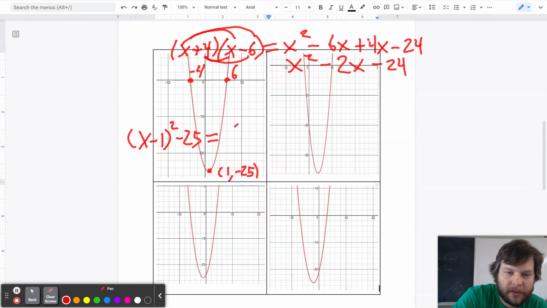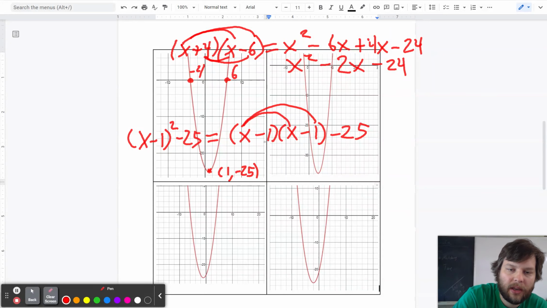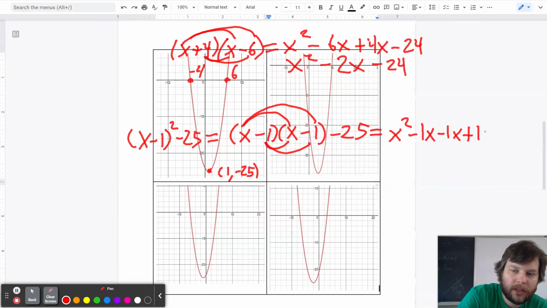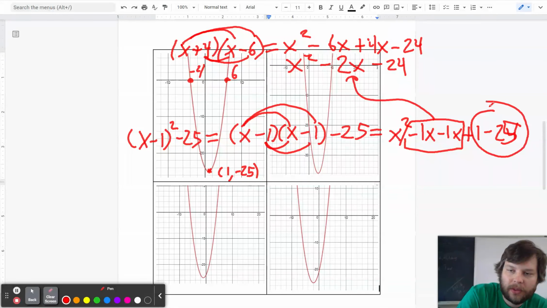It should be the same thing if I multiply out my vertex form, x minus 1 times x minus 1, and then I have a minus 25 there. So I do x times x, x times -1, -1 times x, -1 times -1. That makes x squared minus 1x minus 1x plus 1 and minus 25. I hope you can see how these two -1x's make -2x. And oops, I messed up. Here's a 25, so it should be 25. 1 minus 25 makes -24 right there. And so that's my standard form.